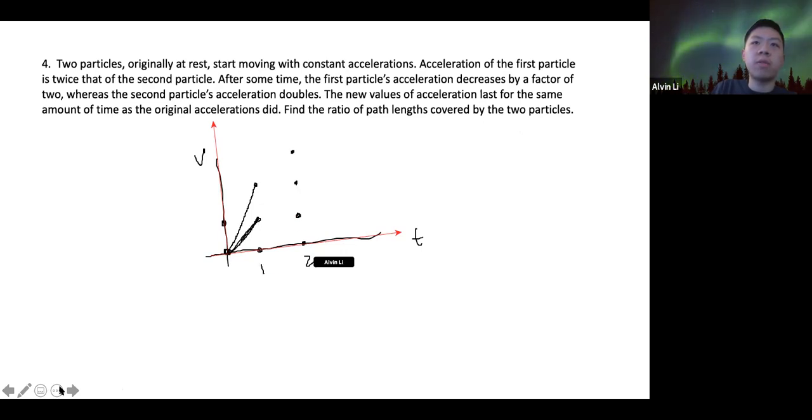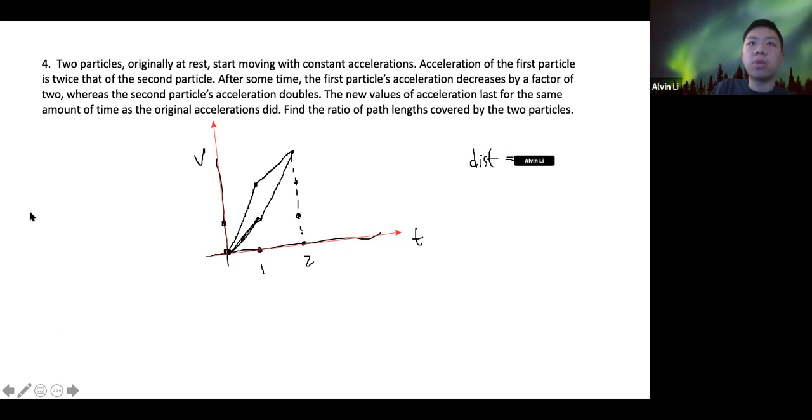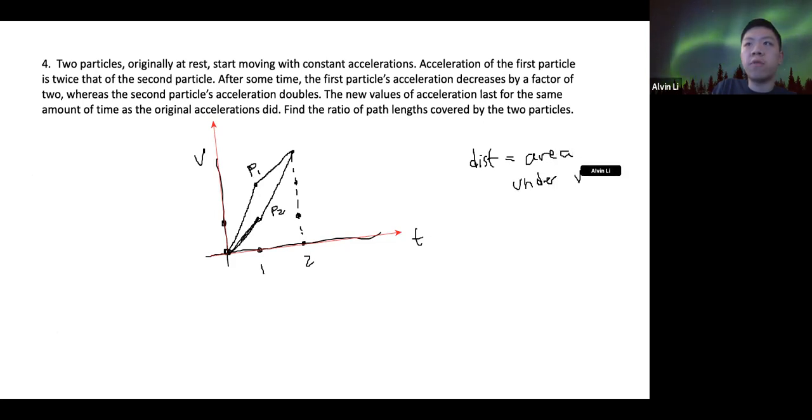And now for the same amount of time t2, we can say that the acceleration halves, so it becomes like that. And the acceleration doubles, so it becomes like that. And then we can draw our line here because it stops. So now because we know that distance is equal to the area under the v-t graph, right, this is particle 1 and particle 2. So then we can calculate the areas.